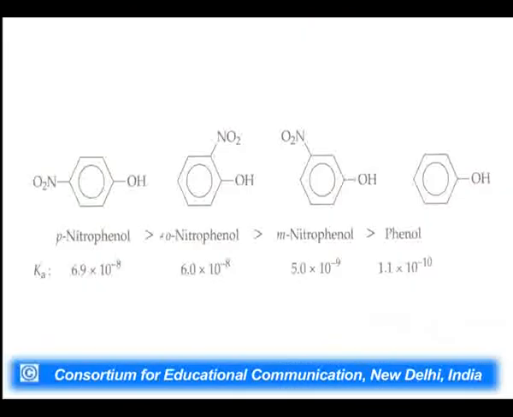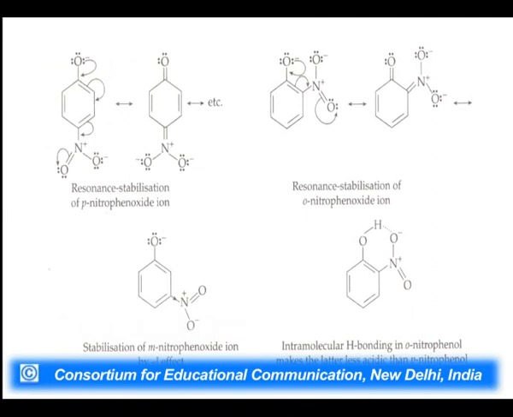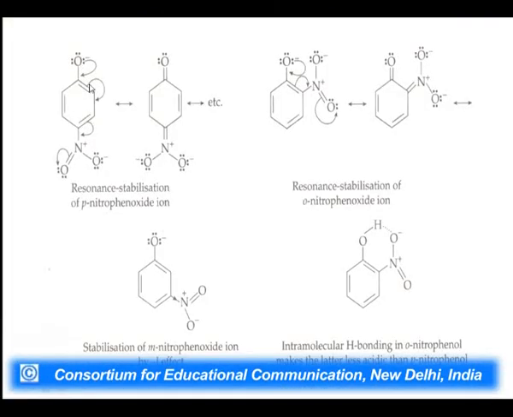So now let us look into the relative positions of nitro in nitrophenol. First, what we find is that para-nitrophenol is most acidic, followed by ortho-nitrophenol, then meta-nitrophenol, and phenol is least acidic. Why do you think this happens? What we've seen here is that phenol gives away H plus and forms a phenoxide ion. So we know when a nitro group is at the ortho or para position to this group, it exerts a minus I as well as minus R effect.